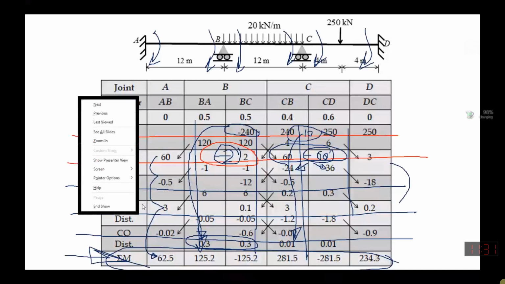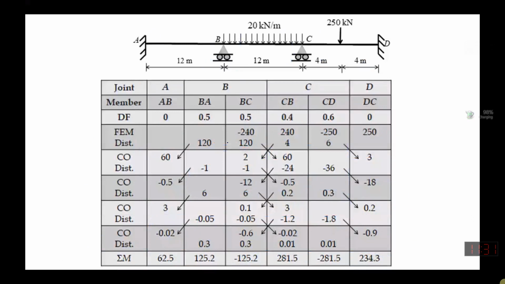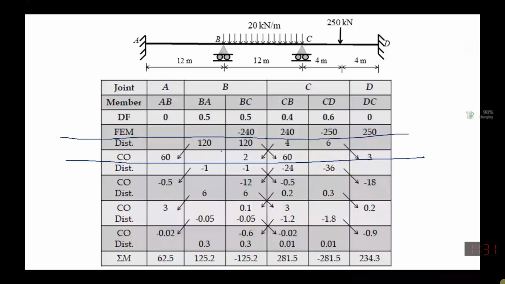Yes, sir. So you see, the only thing we need to do is understand two mechanisms actually: how to distribute the moment and how to carry over. So for the distribution, we find that this is our counterbalancing. So this counterbalancing will be distributed. Then after distribution, carry over. Again, once you have done the carryover, you find that this is our counterbalancing. Again, you distribute it and you carry over it.